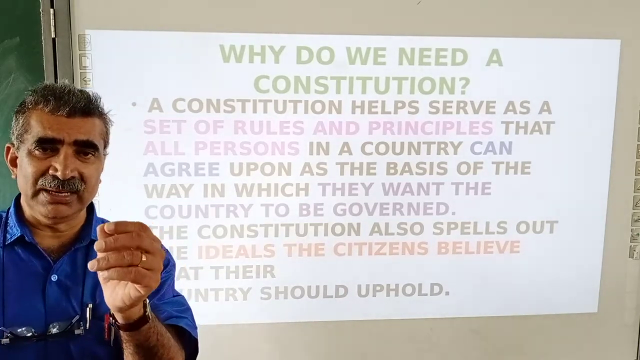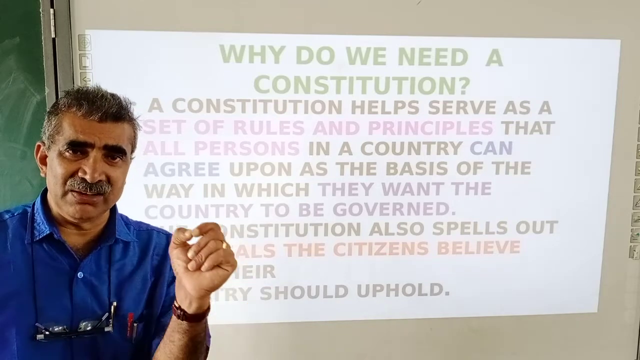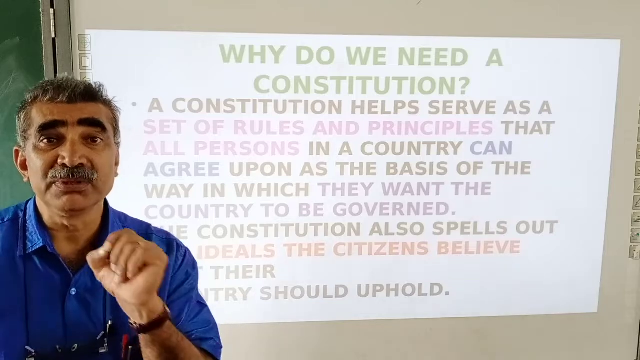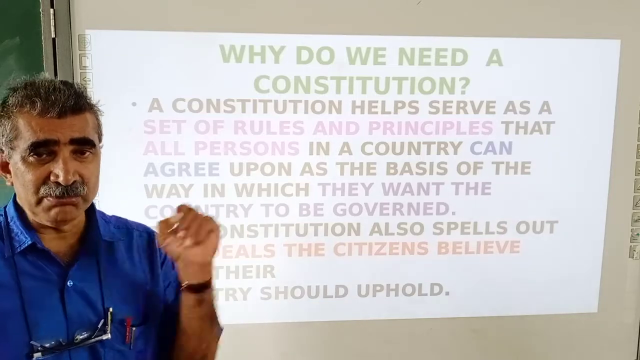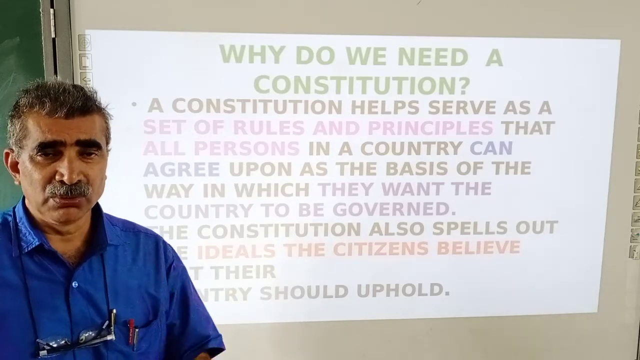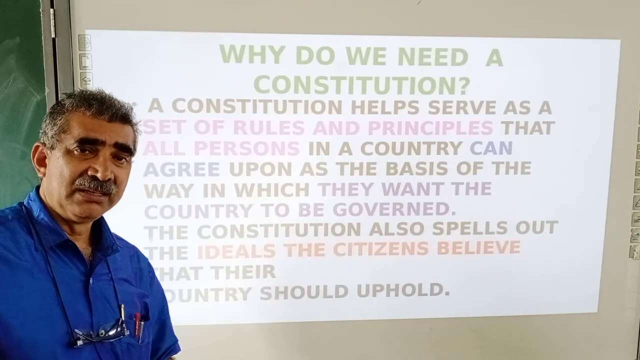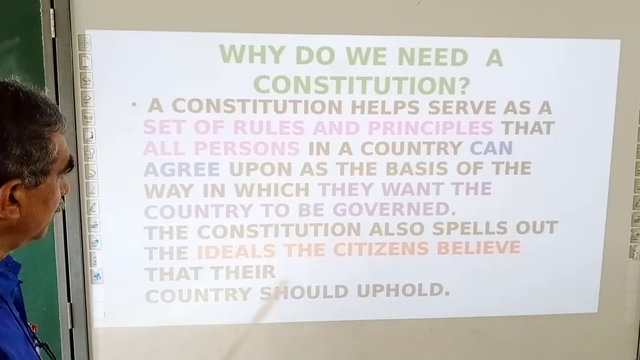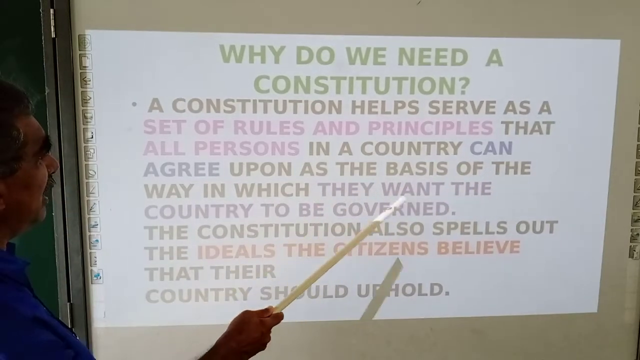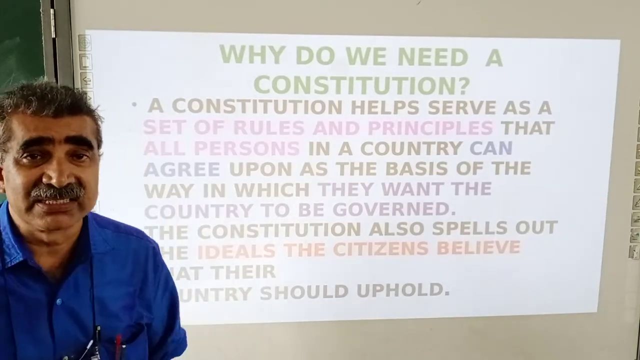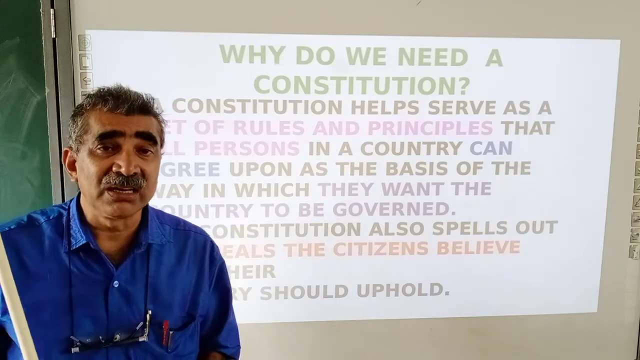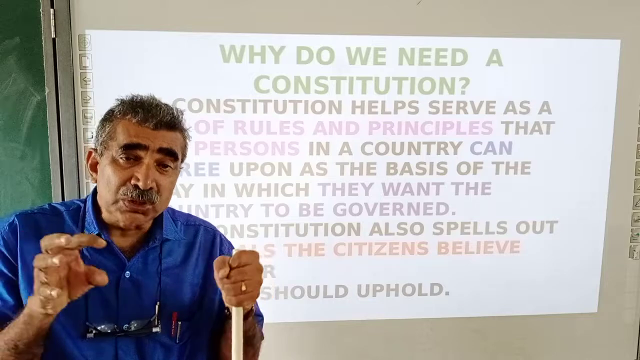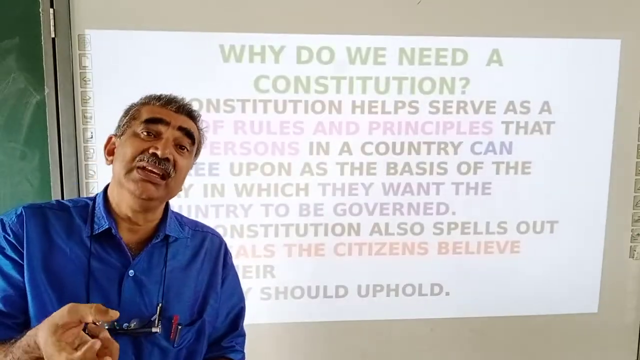So the rules and regulations are made and should be agreed by each and every citizen of a country. It is not meant for one person, or two persons. It is not meant for the Prime Minister alone, or the President alone. Including the President, down to the lowest person of any category, everybody has to follow it. These are the rules and regulations agreed upon as the basis of the way in which they want the country to be governed. The basic ideas, how our country has to come up, that basic idea is incorporated into the Constitution. So that is why we need a Constitution.